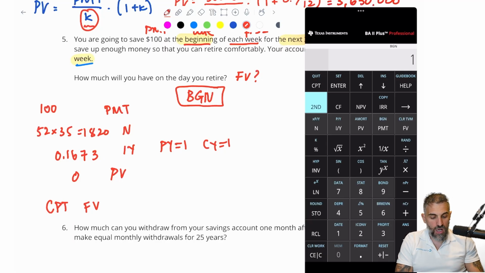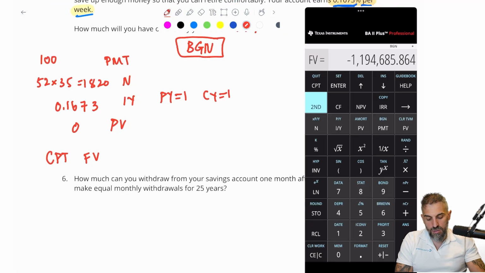So now I'm going to enter all this stuff. 100 payment. 1820 is my N. 0.1673 IY. Second, make sure that these are both 1. So 1 and 1. They're good. Get out of there. 0 PV, compute FV. You'd have 1,194,685.86.